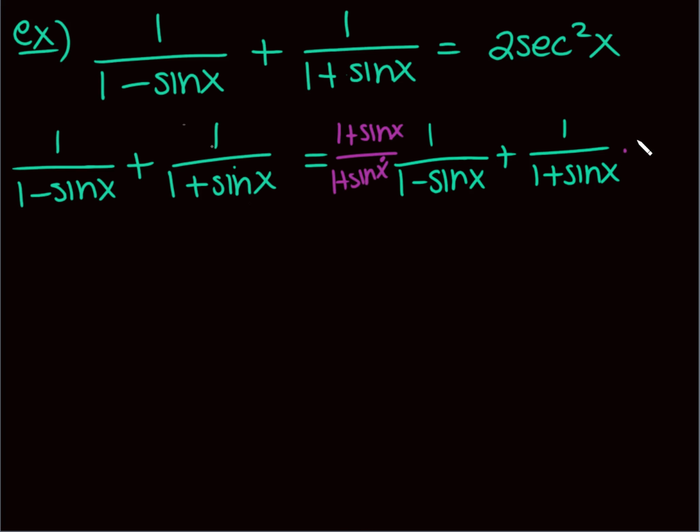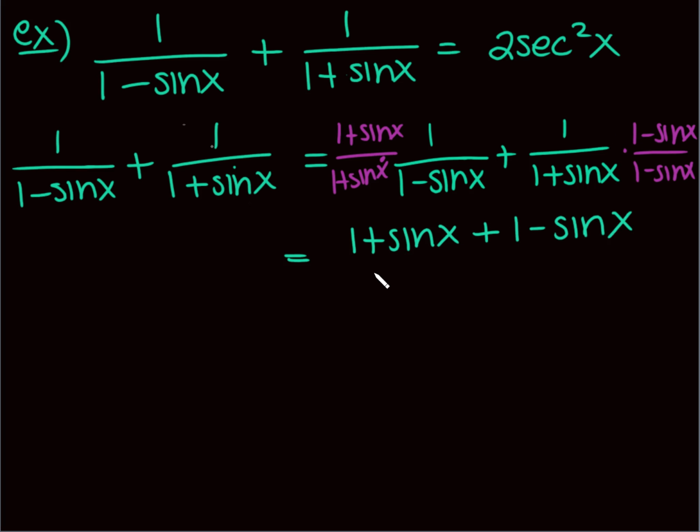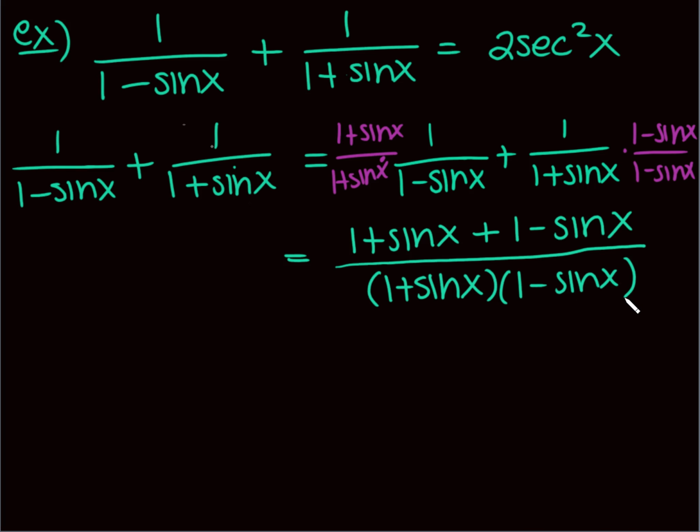That's my common denominator, and then this one gets 1 minus sine x to get my common denominator. Okay, all right, so what do we get here? On top for this guy, I just get 1 plus sine of x. On top for this guy, I get plus 1 times 1 minus sine x, so that's just 1 minus sine x. And then on the bottom, what do I have? I have 1 plus sine x, which we're going to FOIL out in a second, times 1 minus sine x. Oh, this one's so much fun, you guys.